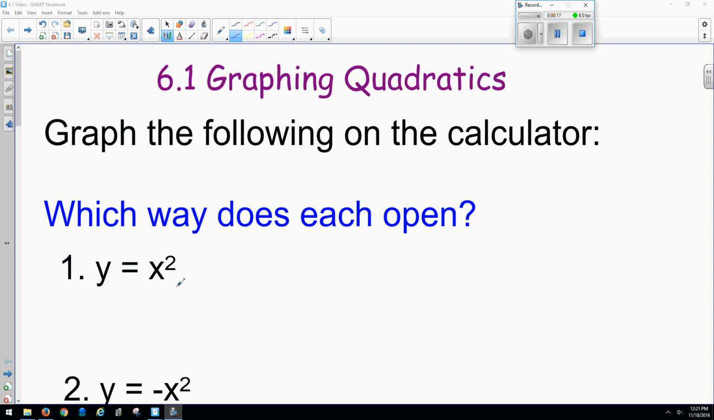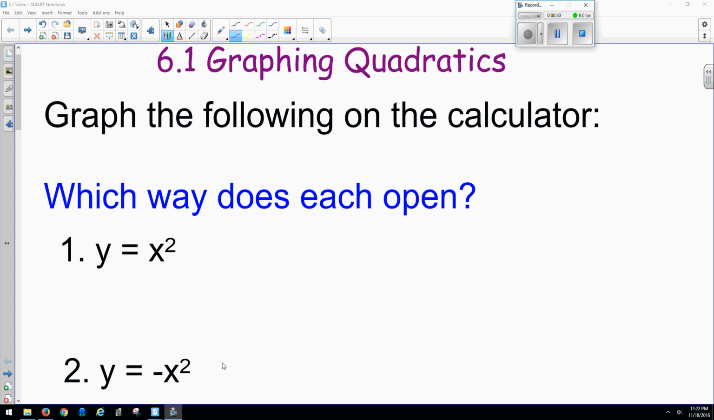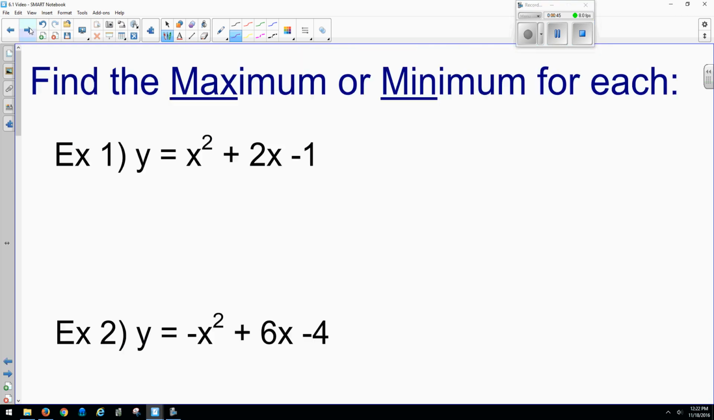Take a look at what this graph looks like, and what this graph looks like, and see if you can determine what way they open. Do they open up or do they open down? And then I just want you to think about what changed from this equation to this equation and see if you can figure out why one opens one way and the other opens the other way. And like I said, we'll continue that discussion in class.